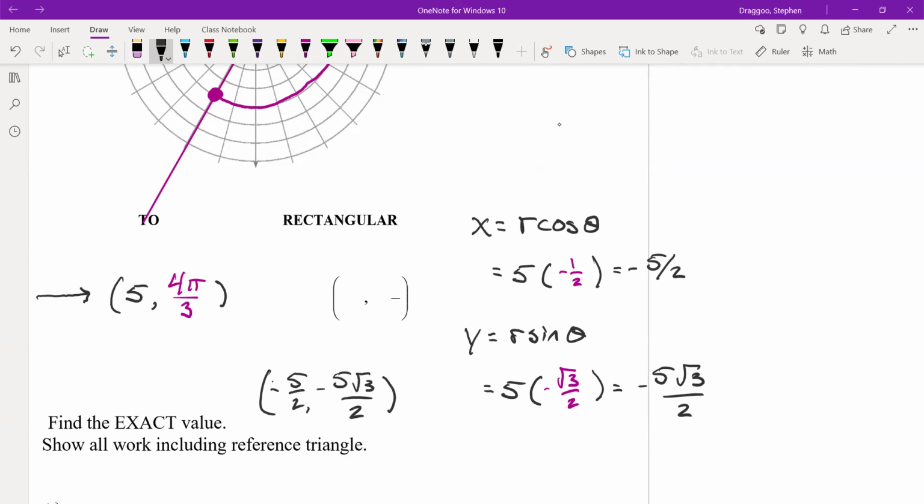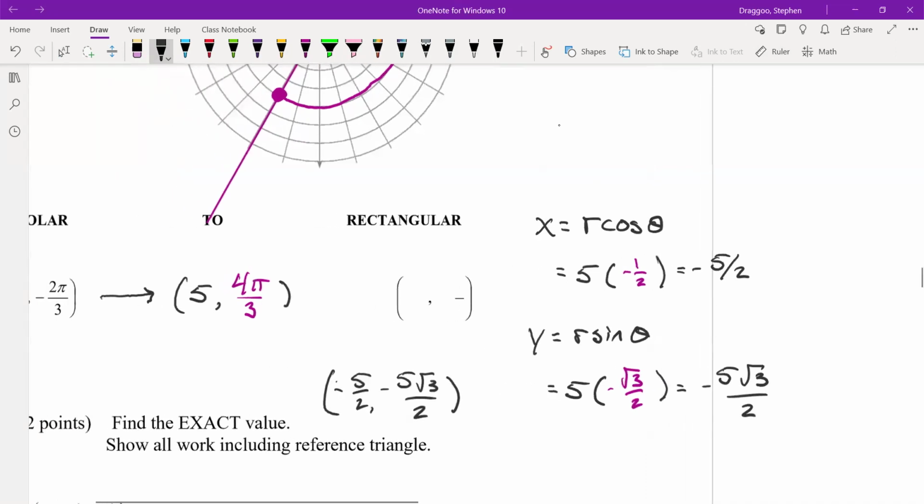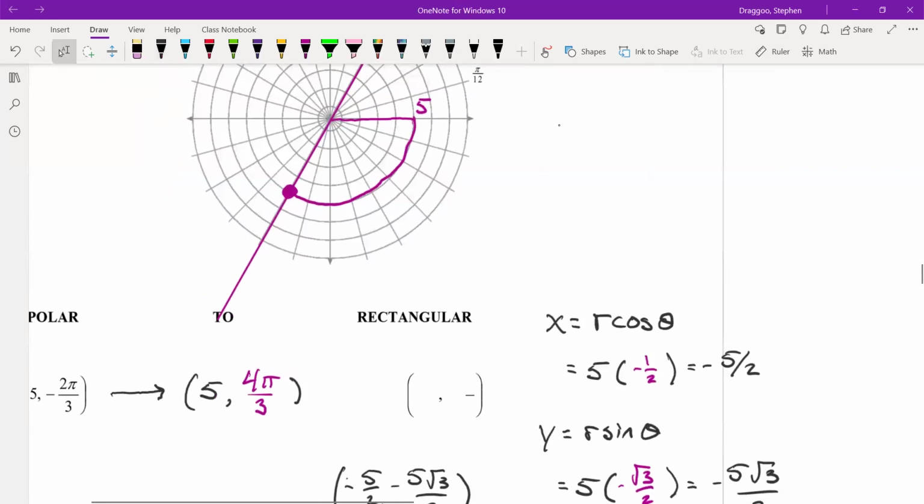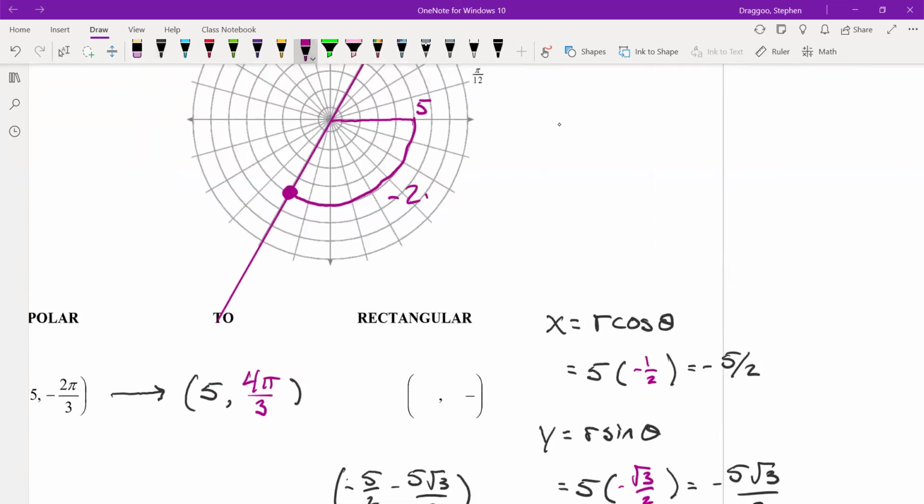So as a rectangular point, 5, 4 pi over 3, or 5, -2 pi over 3 looks like that in x and y points. Just also label -2 pi over 3 is that angle. All right, and that concludes part 2. Look forward to part 3 a little later on.